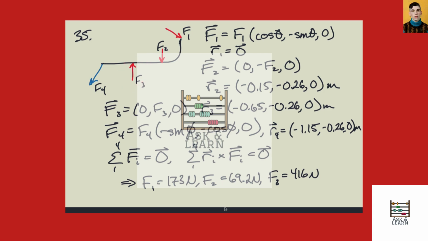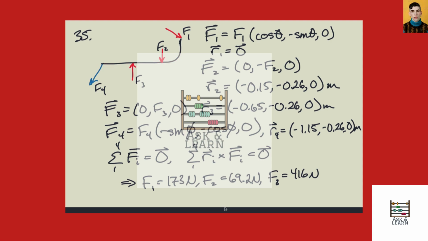F3 is this load, and we're going to say it's in the positive vertical direction. It may wind up being a negative sign. And its position is given by this vector. And then F4 has a magnitude of F4 and is in this direction. And it has a position vector, again, 0.26 meters down from the origin and now 1.15 meters to the left.